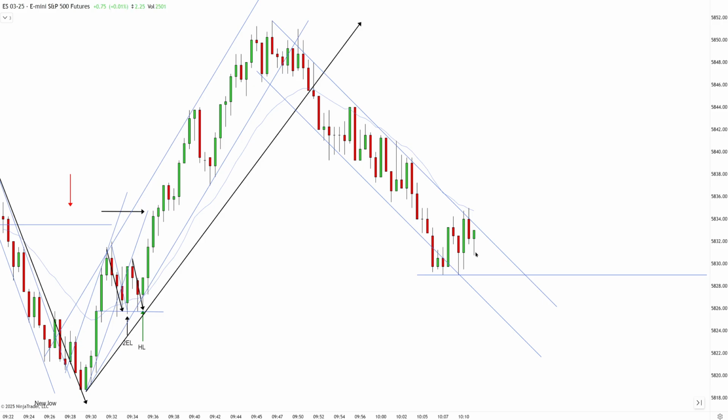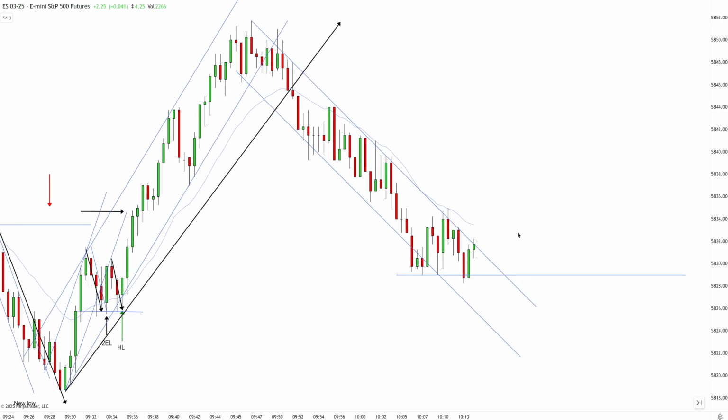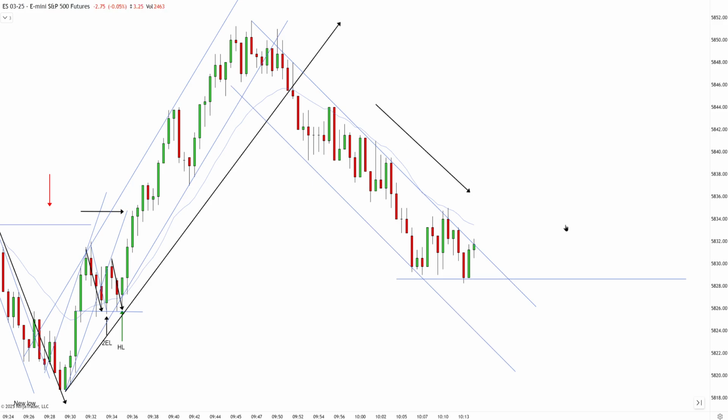But I was thinking about a lower high confirmation setup that never formed. Okay, a new low was made. It's not acting as an overshoot, so I'm going to widen my channel. The downtrend is still in play. Okay, the downtrend is still in play.